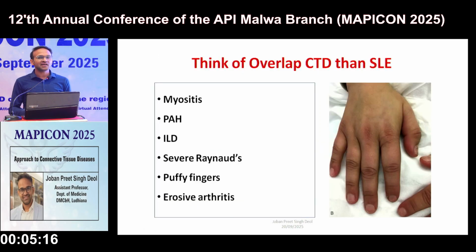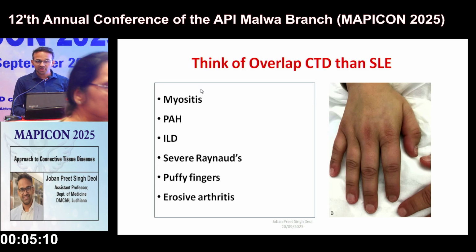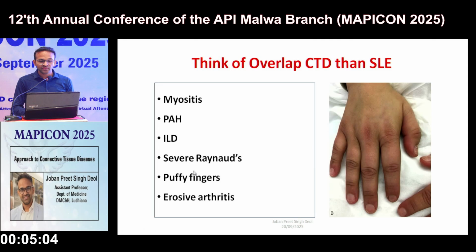Now, when should we start thinking of overlap connective tissue disease rather than plain SLE? If a patient of SLE has myositis, pulmonary artery hypertension, ILD, severe Raynaud's, puffy fingers, or erosive arthritis, the presence of any of these in a patient of SLE should make us think of overlap CTD rather than SLE. So what is shown in this image is the puffy fingers, which is a very classical feature of mixed connective tissue disease.